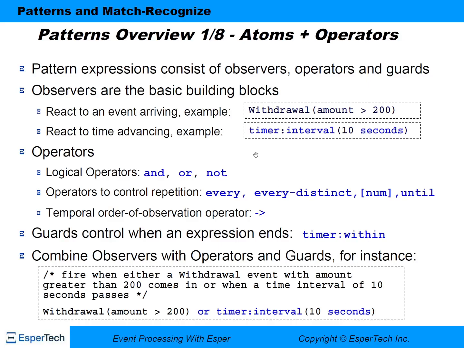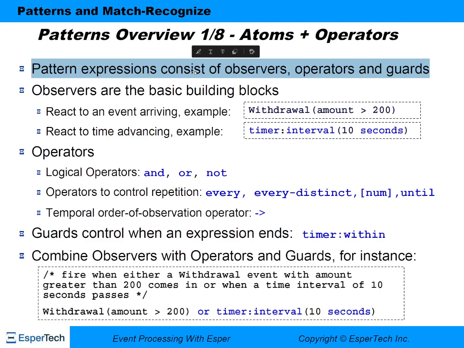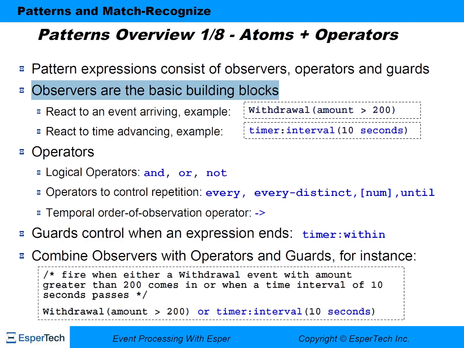In this section we learn about patterns in detail. Pattern expressions consist of observers, operators and guards. Observers are the basic building blocks. Observers are atomic expressions, they are the simplest type of expression. Observers react to events arriving or time passing.